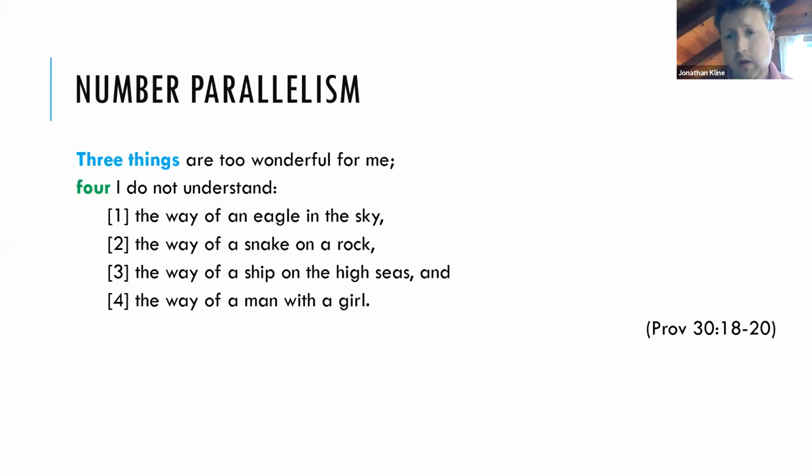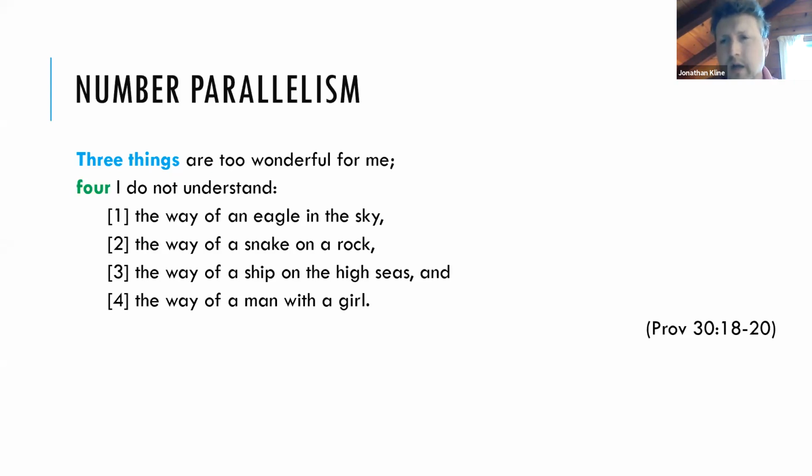Another number parallelism is found at the end of Proverbs in the words of Agur. And here it works a little differently. 3 things are too wonderful for me. 4 I do not understand. And then you get the way of an eagle in the sky, the way of a snake on the rock, and the way of a ship on the high seas, and the way of a man with a girl.